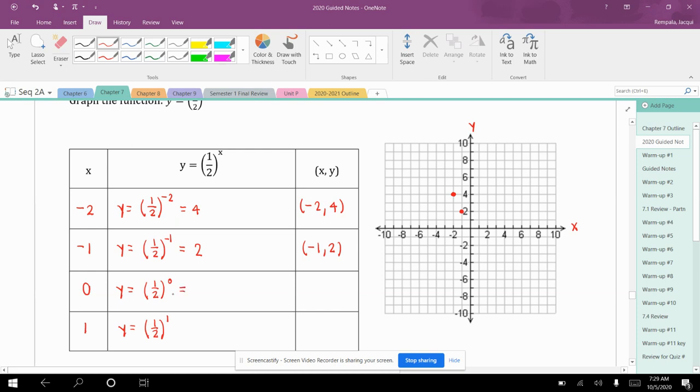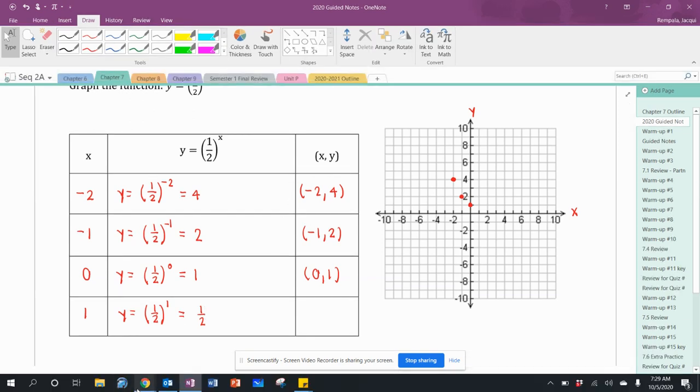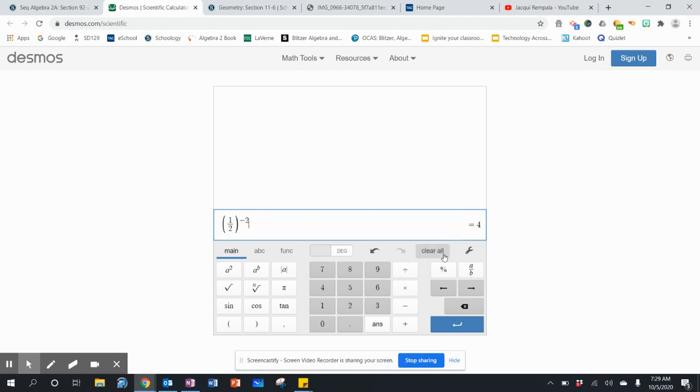Remember, anything to the power of 0 is just going to be 1. So we've got the ordered pair 0, 1. So 0 means I do not move left or right, but 1 means we move up 1. If we have 1/2 to the first power, that means it's 1/2. So remember, if you have 1/2, we can convert it into a decimal to make it a little bit nicer if you want. Okay, so if I clear all, if I have the fraction 1/2, notice how it's giving it to me then also as a decimal, it's 0.5.